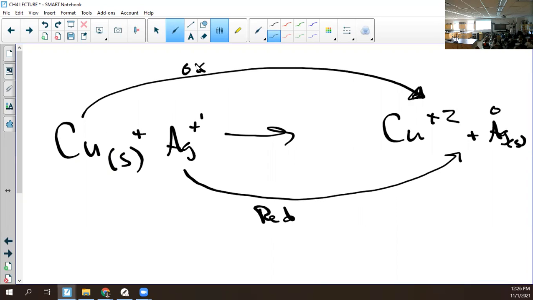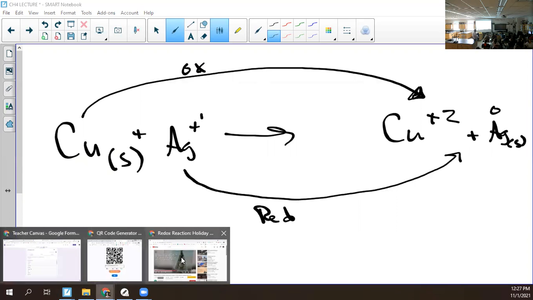Okay, so look, silver can oxidize copper. Copper could oxidize iron. So here's my question. Can silver oxidize iron? Talk for 10 seconds. It's not a trick question. Okay, so who thinks yes, silver should be able to oxidize iron? Good, that is correct. Okay, let's go back to our video.